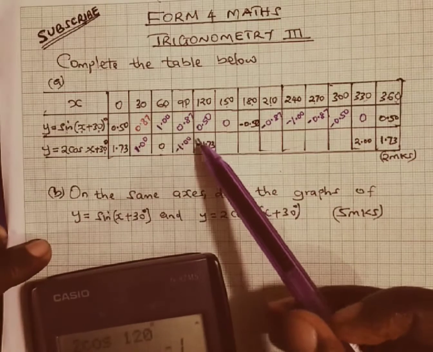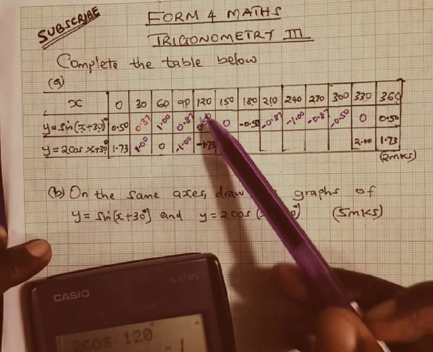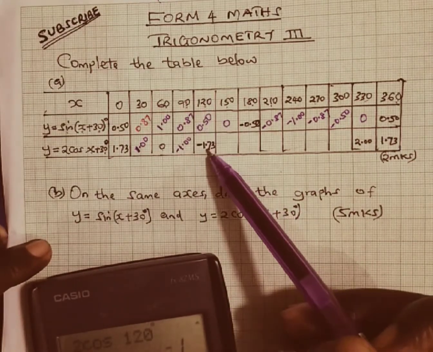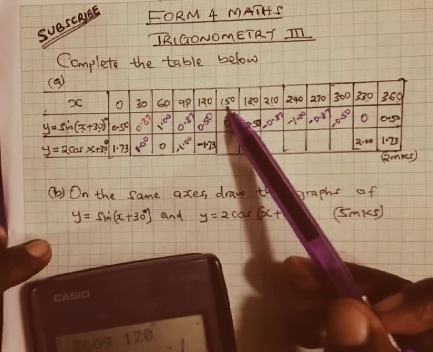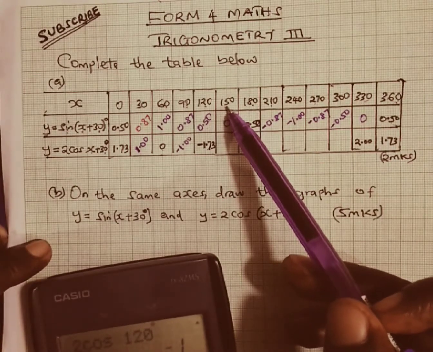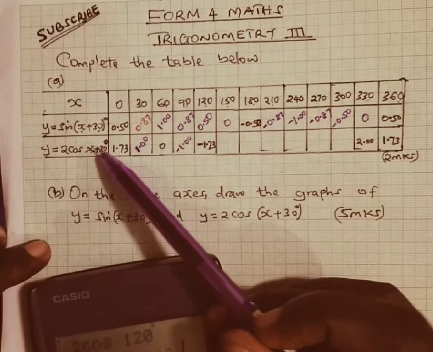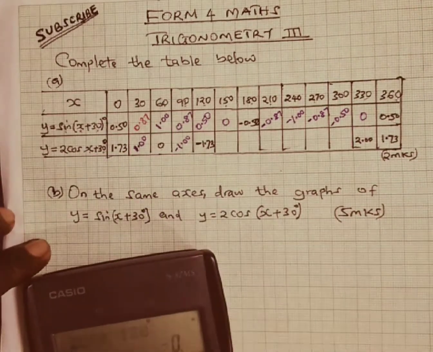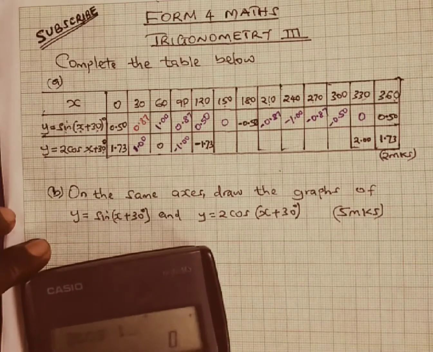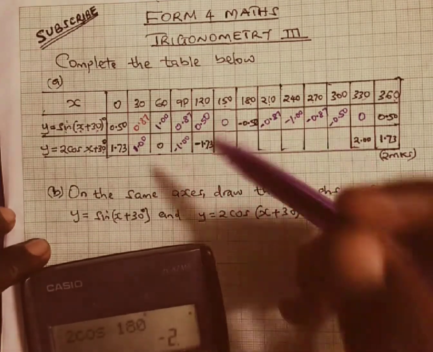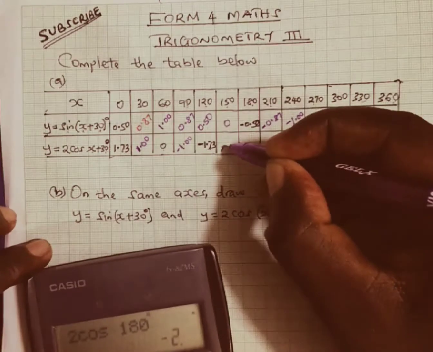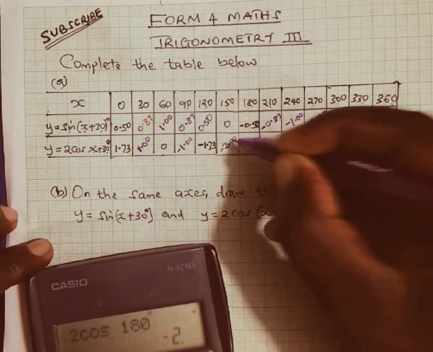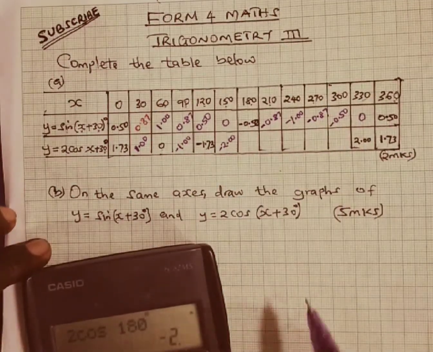Next, our x is 120, it has already been done, so we go to the next value, which is 150. So if x is 150, you take 150 plus 30, which is 180, so we press 2 cos 180, which gives us negative 2, so we fill it as negative 2.00.